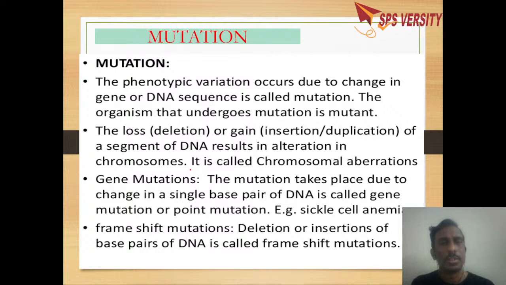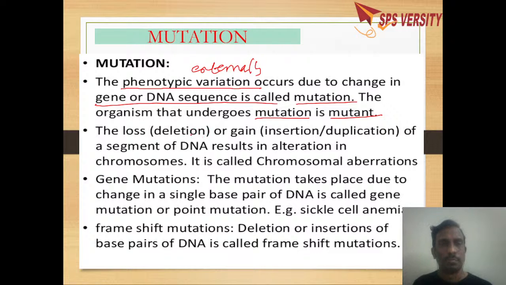What is meant by mutation? Mutation means a sudden phenotypic variation. A sudden change in the phenotype. Phenotypic means what we are seeing externally. Why does it occur? Due to change in gene or DNA sequence. That is called mutation. And the organism which has undergone mutation is called a mutant. What are mutations? A change will occur in gene or DNA sequence.